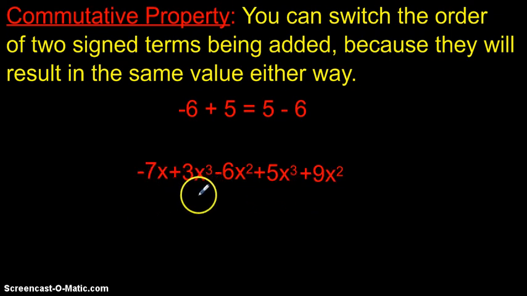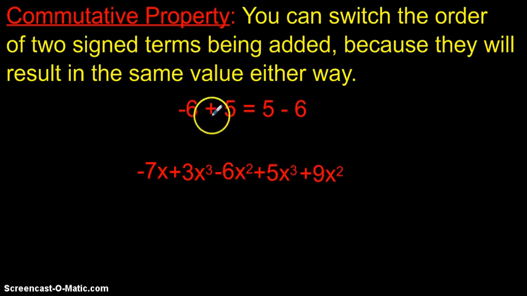The 3x to the third is a like term to 5x to the third, and the negative 6x squared is a like term to the 9x squared. So there are like terms, they're just not together. And understanding how we can manipulate them is useful also. So we're going to look back at an old property from Algebra 1, and that's called the Commutative Property.